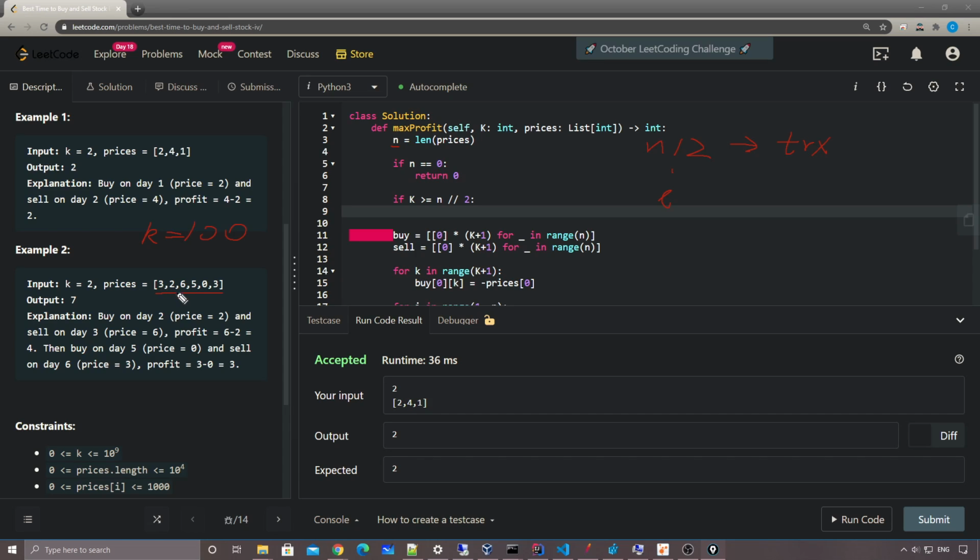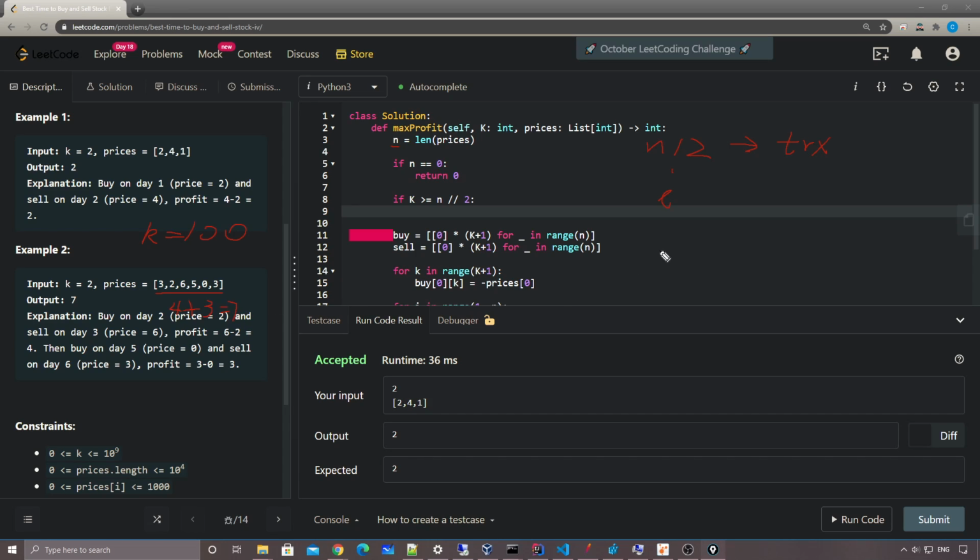2 is smaller than 3, of course. We cannot buy at 3 and sell at 2 because that will give us a negative value. So we have a 6 and 2. 6 is greater than 2, which means we can buy at day number 2 and then sell at the third day, which will give us a 4 here, right? So we have profit 4, and the next day, 5 is smaller than 6, which means we don't buy it, right? And same thing for 0, right? But for 3 and 0, we have 3 here. So 4 plus 3 is 7.